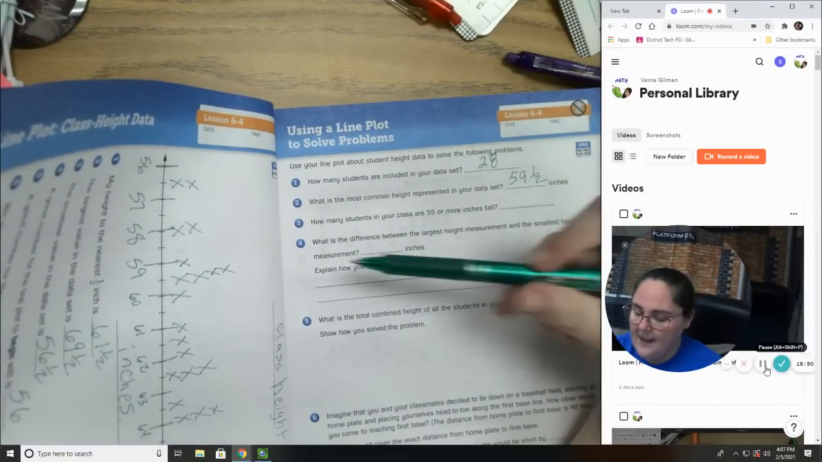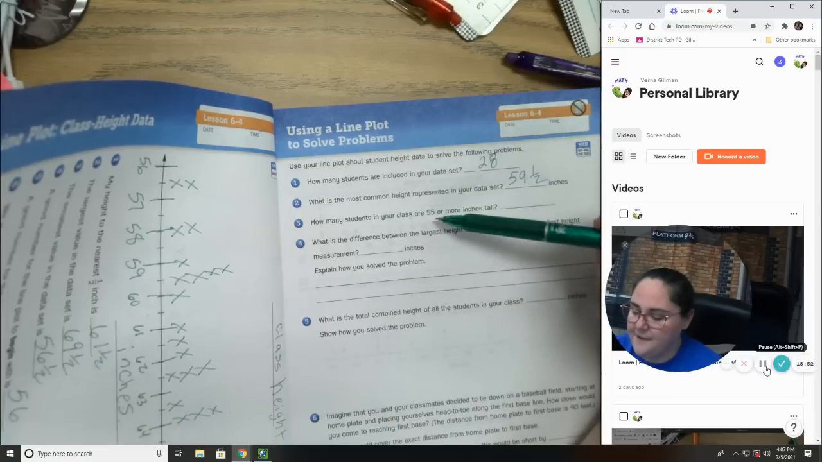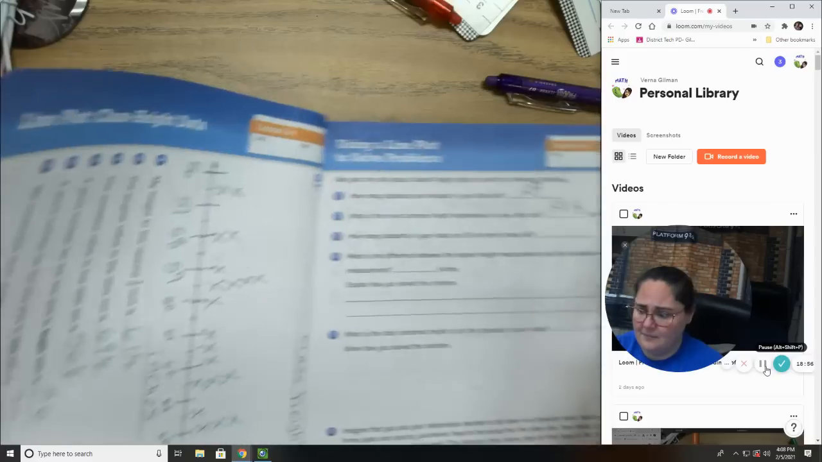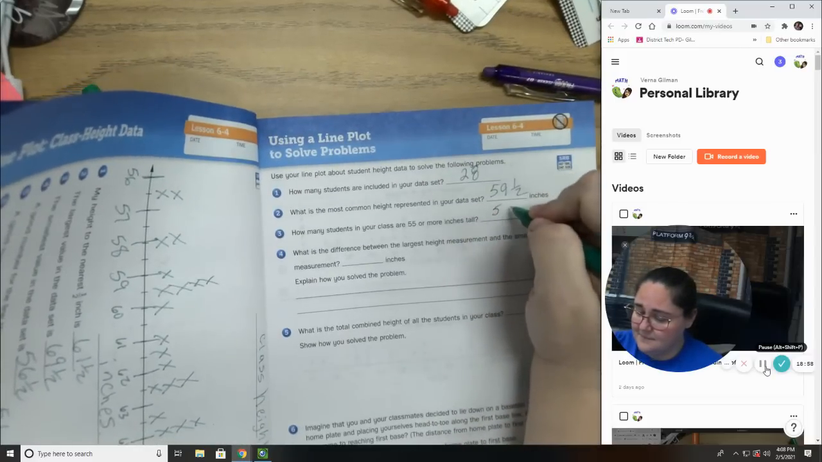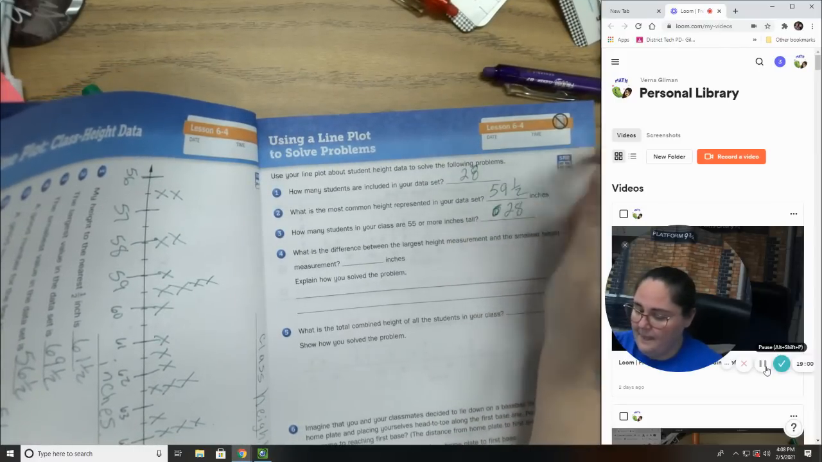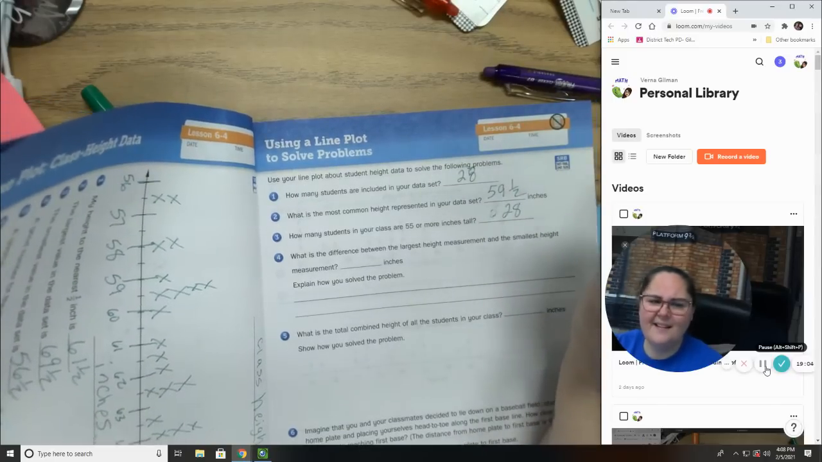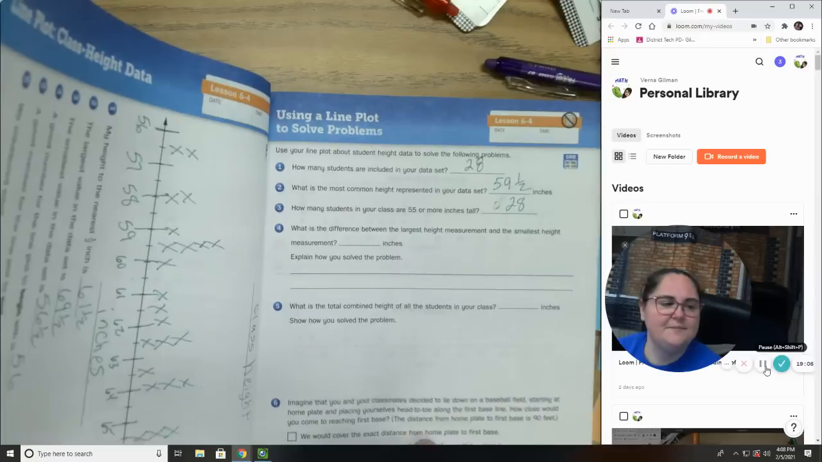Done. How many students in your class are 55 or more inches tall? All of them. All of them. I had quite a few taller kids last year.